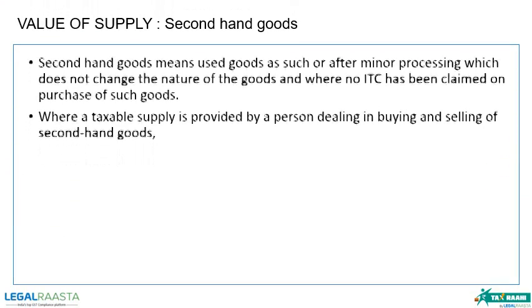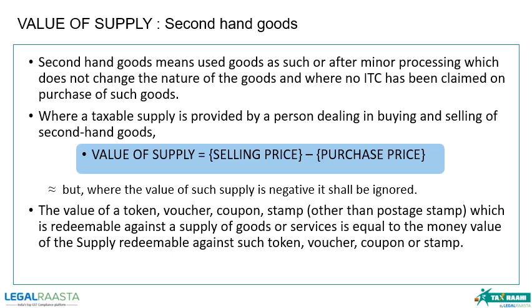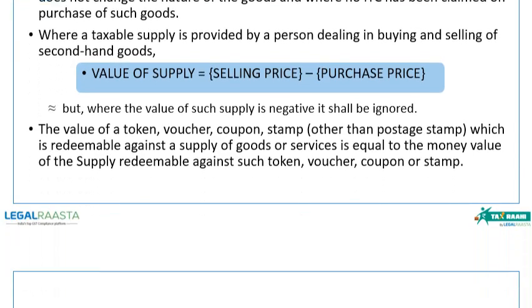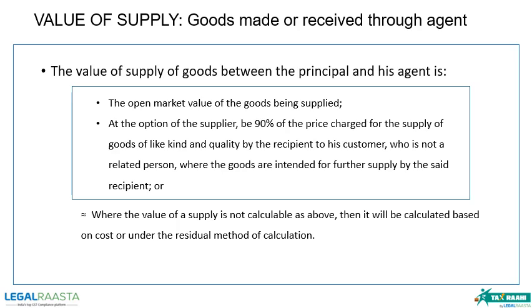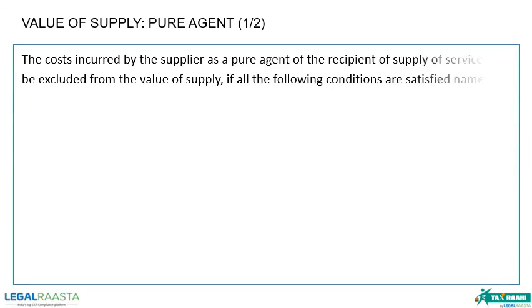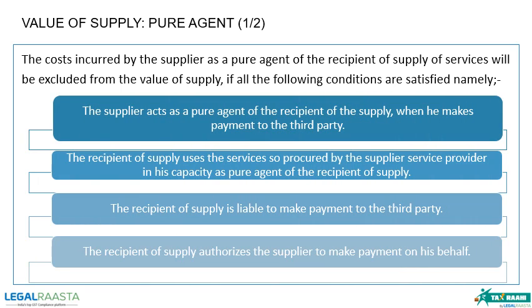Value of supply in the case of second-hand goods will be selling price minus purchase price, but where value of supply is negative, it shall be ignored. If goods are made or received through agent, then the value of supply will be open market value, or at the option of the supplier, 90% of the price charged for the supply by the recipient to his customer who is not a related person. If it is not calculated by the above methods, then it will be calculated on the basis of cost or through residual method.